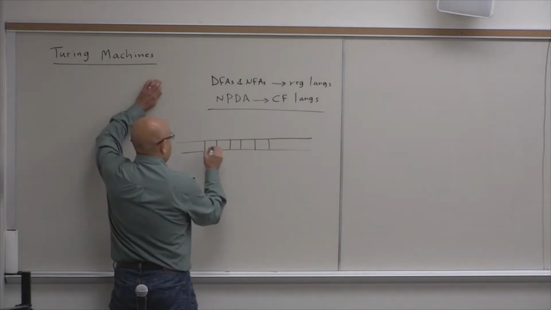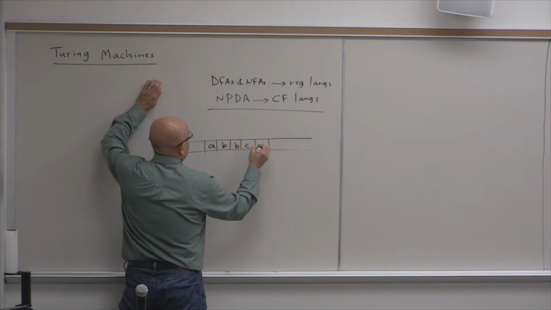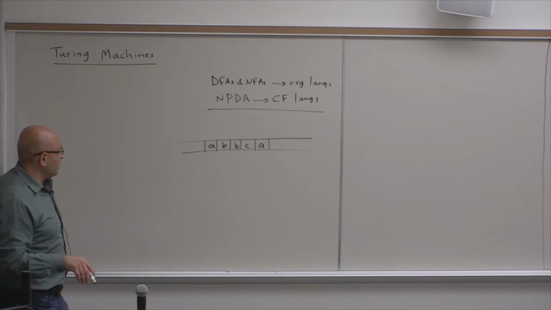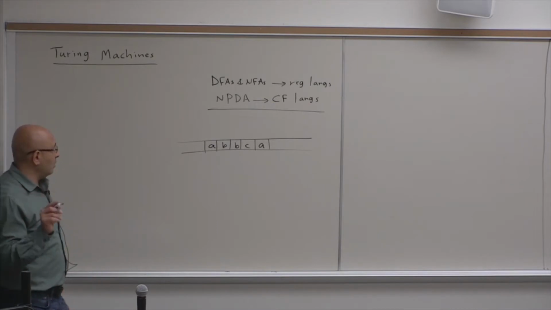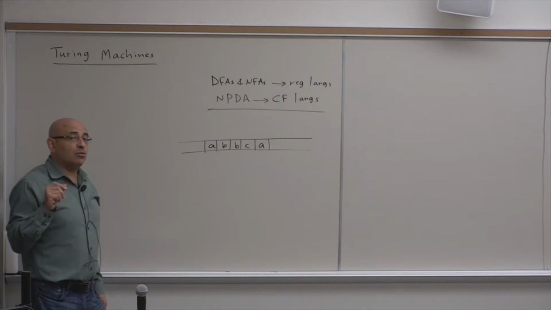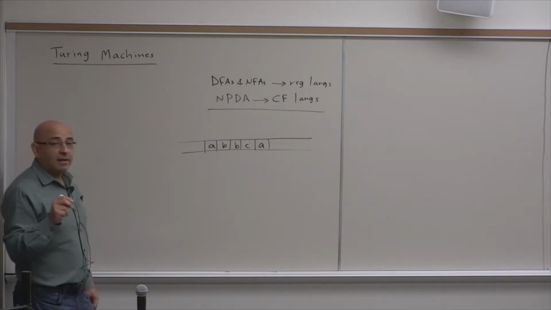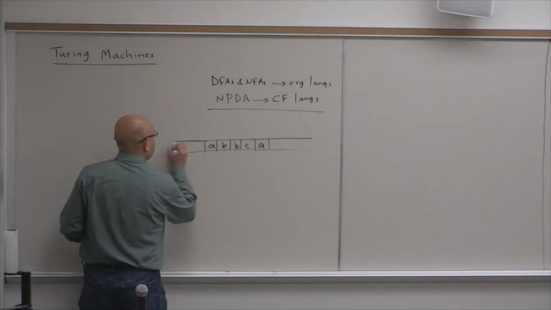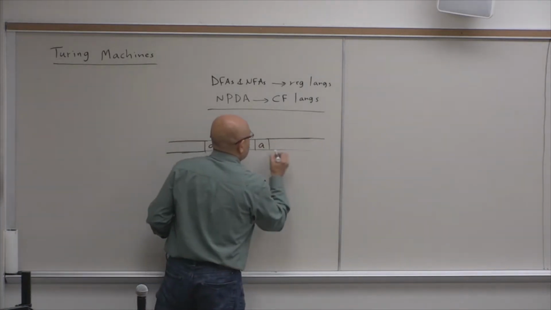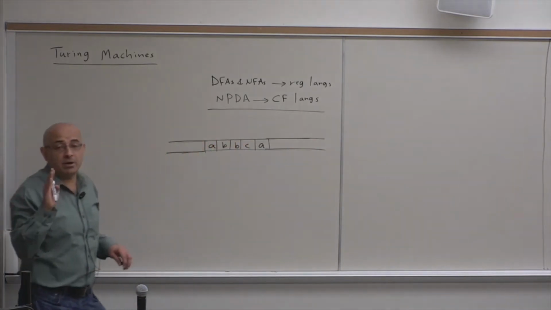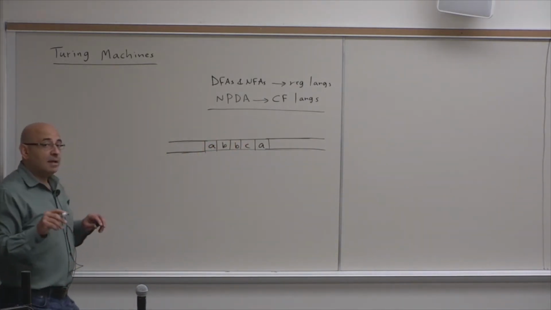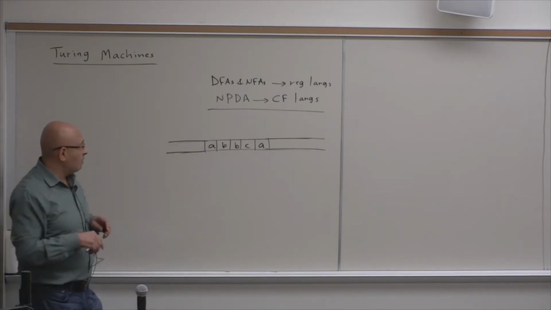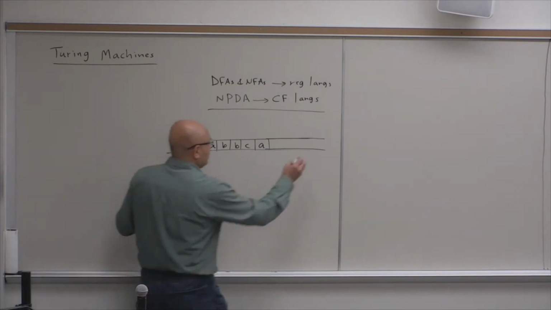So the input can be A, B, B, C, A. This is an input string. And on a Turing machine, there will always be a certain symbol to mark the end of the input, so that the Turing machine knows where the string ends. The Turing machine is a theoretical model, by the way, a theoretical model for a general purpose computer. So this tape is infinite.